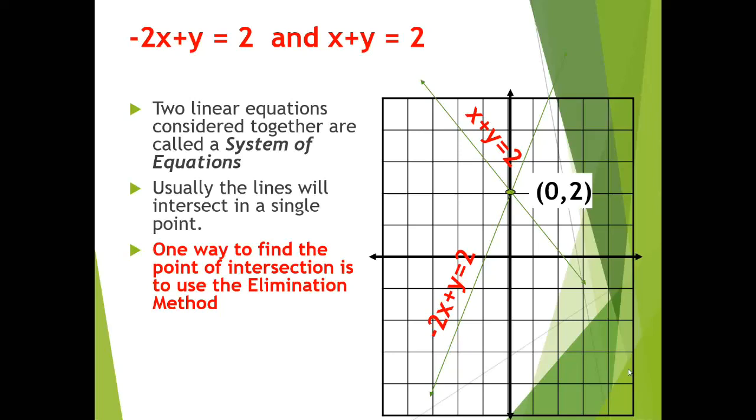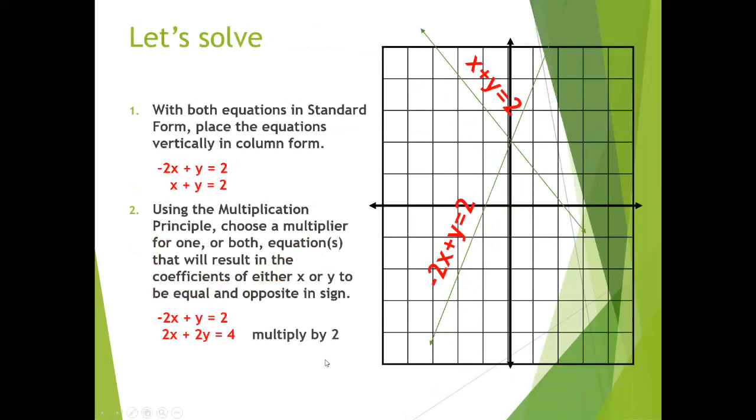Sometimes, of course, the lines will be parallel, and in that case, there won't be a solution because they don't cross anywhere, or they could coincide. And if they coincide, then they share every single point. So there would be an infinite number of solutions. But those are special cases. Today, we're going to look at the case which is most common, and that is that two lines intersect in some point. So the method we're going to use here is called the elimination method.